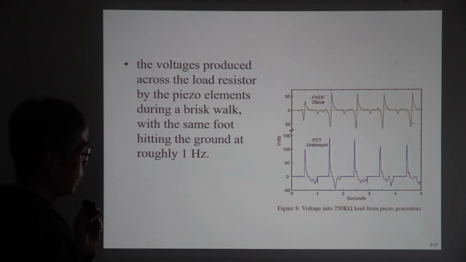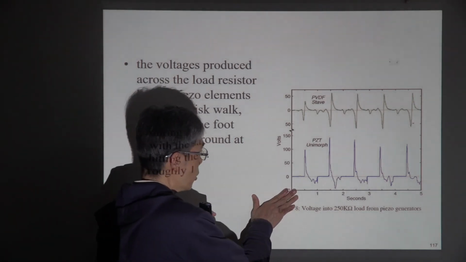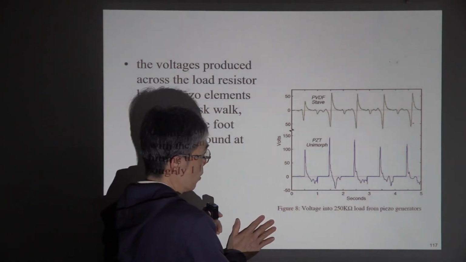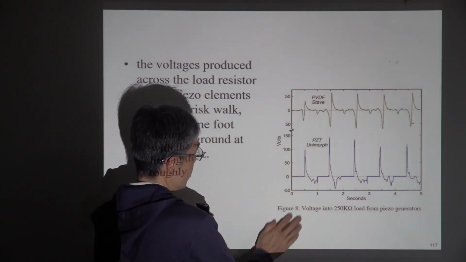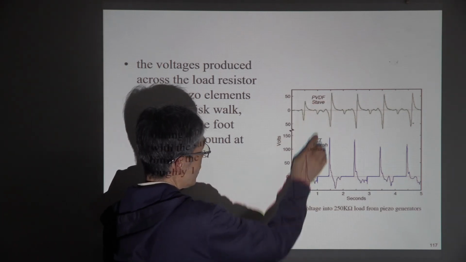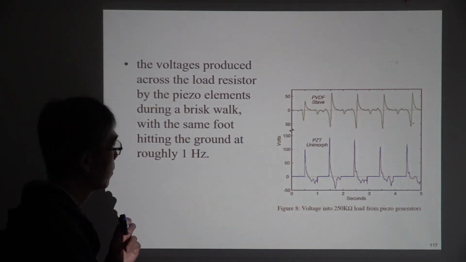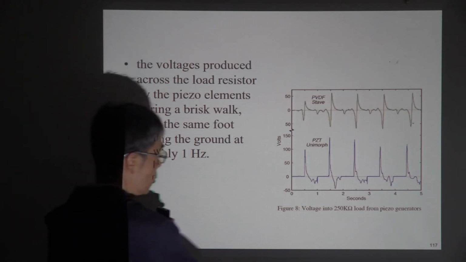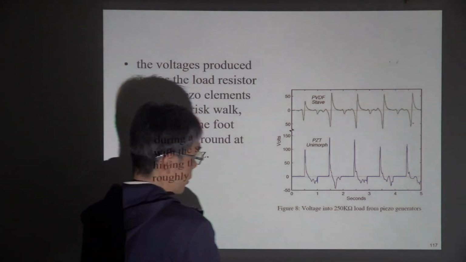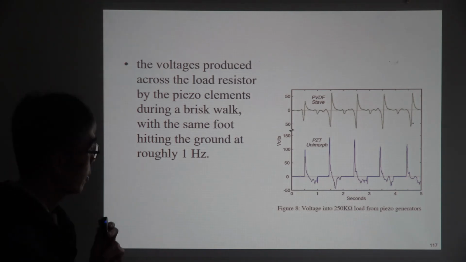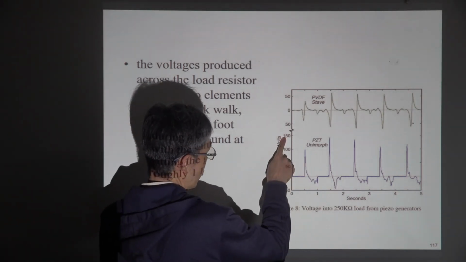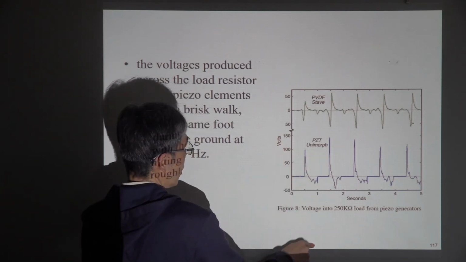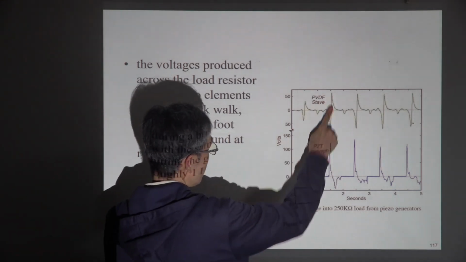Okay, so this figure is the history of the voltage output. Then this is the PZT unimorph, and this one is the PVDF stave. And for the 250 kilo-ohm load resistance, PZT output, see, it could reach 150 volts. And for PVDF, it could reach 50 volts.